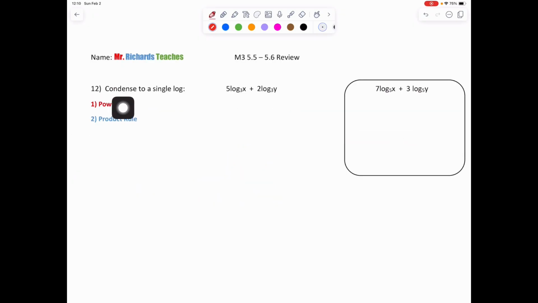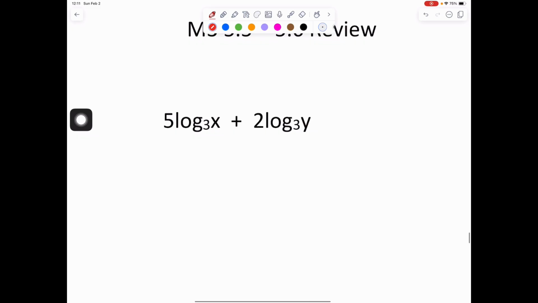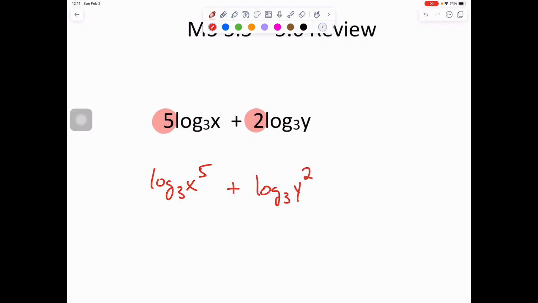Finally! Number 12, condensing to a single log. Let's condense 5 times log base 3 of x plus 2 times log base 3 of y. First thing we will do is apply the power rule. So I'm going to highlight this 5 in front of our log and our 2 in front of our log, and we will simply make those powers. Let's rewrite log base 3 of x to the 5th power, plus log base 3 of y to the 2nd power.